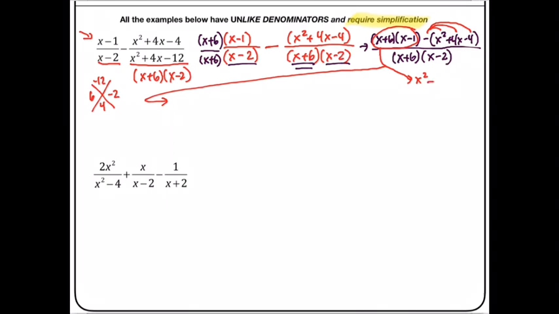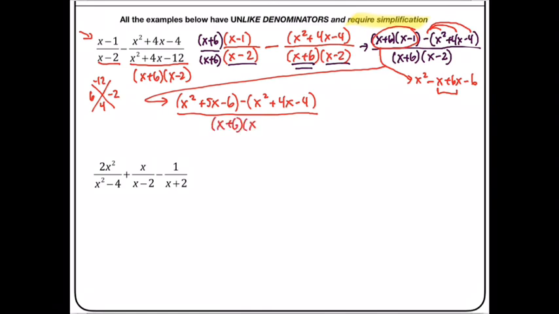minus x plus 6x minus 6, and those guys are going to go ahead and collect up. And so I end up with x squared plus 5x minus 6. And I'm going to subtract the other trinomial in the numerator, like that, and put it all over the x plus 6, x minus 2.